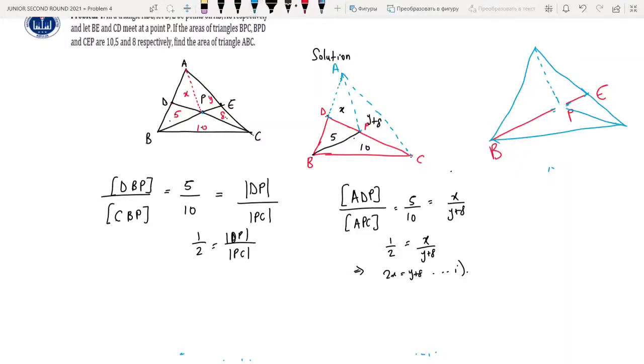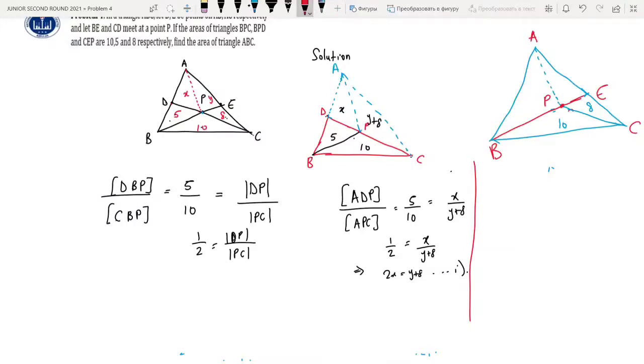So this is P. This area here is 10. This area here is 8. And this is point P. According to the lemma, let me number the vertices. AD is not necessary at this point. This is C.